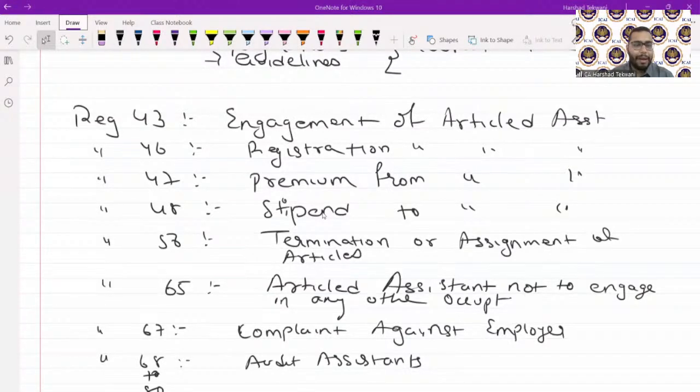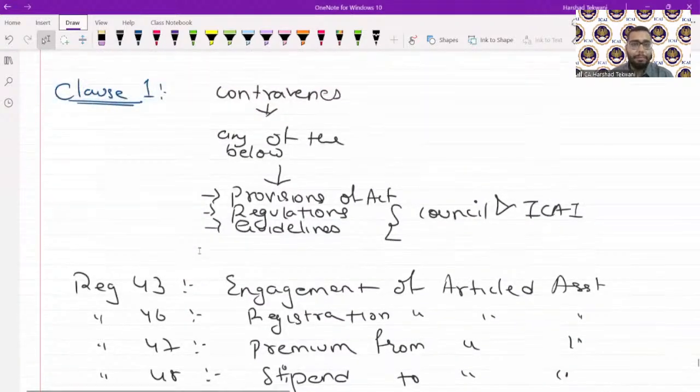So if a member of the institute contravenes any of the below, like a provision of the Act, the regulations, some of which I have already mentioned, or guidelines issued by the council from time to time, then he will be held guilty of professional misconduct. Pretty simple. Nothing difficult in this. Any doubt, guys?